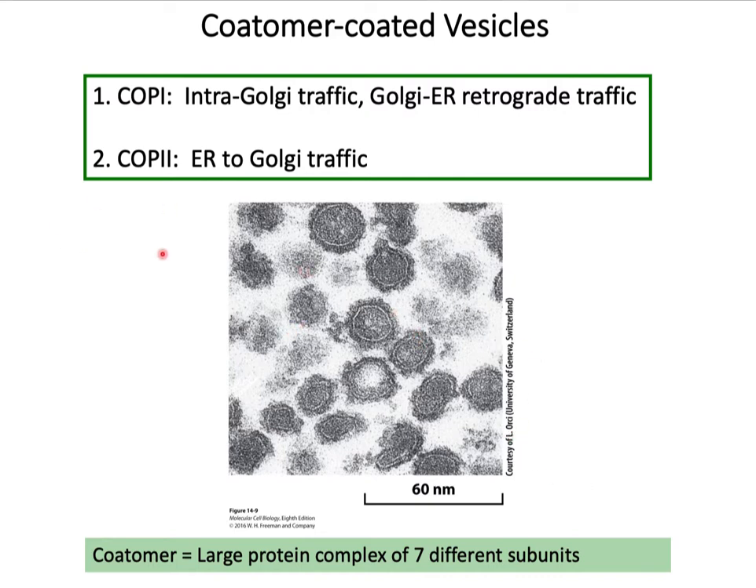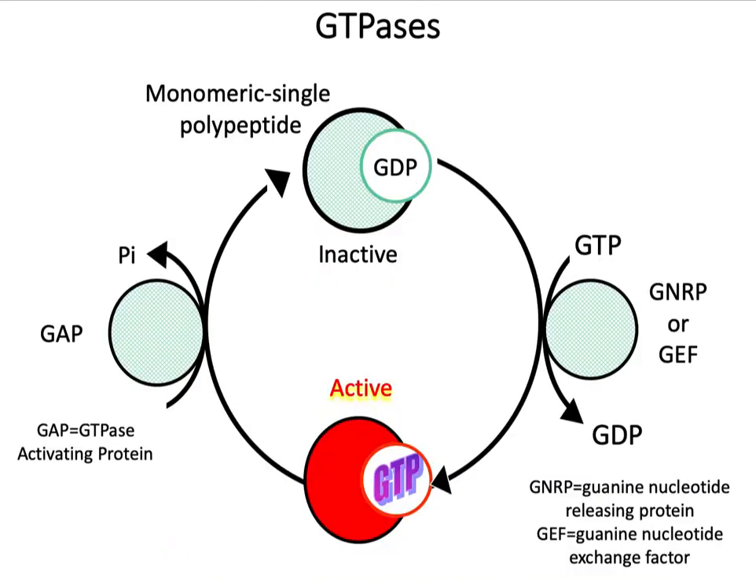I mentioned that COP1 is involved in the inter-Golgi traffic and Golgi to ER retrograde traffic, and COP2 regulates ER to Golgi trafficking. These coats are large protein complexes. There are at least 7 different proteins in these coats. We are not going to talk about each of the individual proteins. We are just going to consider the coats in general as large protein complexes. Now, in order to understand how these coats become attached to the membrane, we have to investigate these small molecular weight GTPases because they are the important players in these coatomer coats.